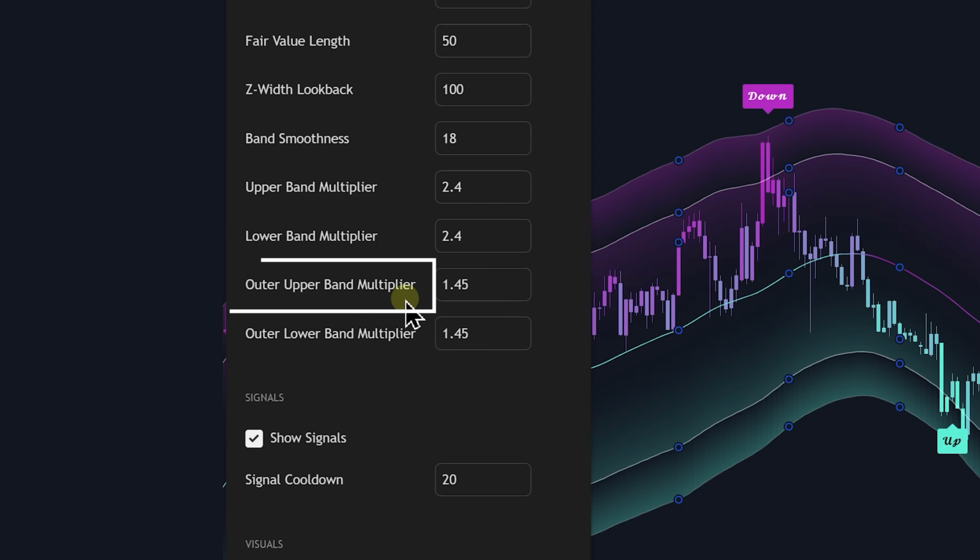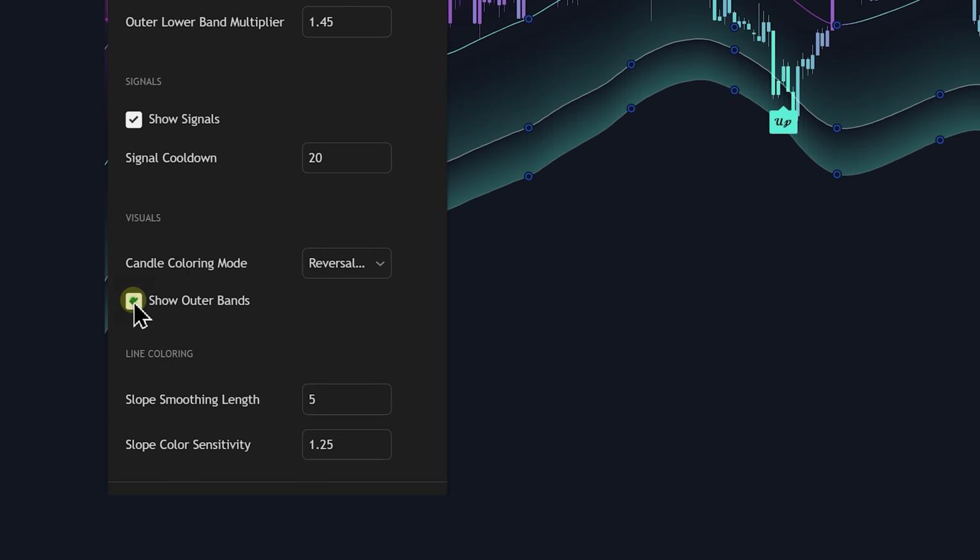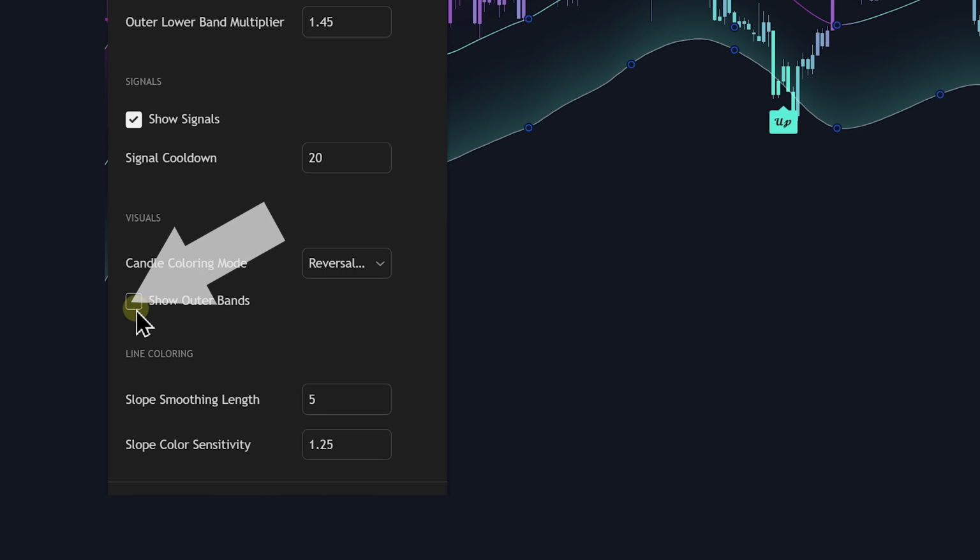Under that, we have the outer upper band multiplier and the outer lower band multiplier. These settings control the distance of the optional outer bands. These settings only affect the chart when the Show Outer Bands option is enabled. So let's enable that down here.